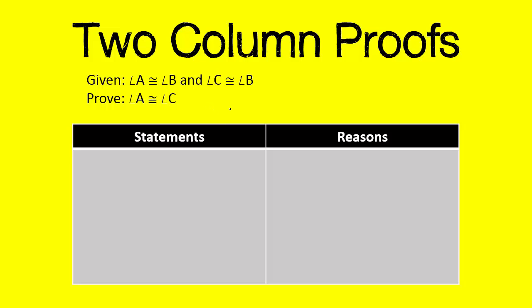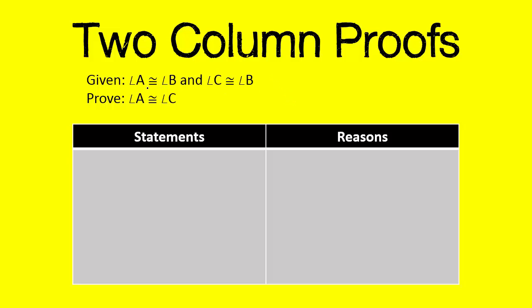So when you write a two-column proof, you want to basically start your argument with the given, and through a series of definitions or some type of an argument, you're going to end up finishing your proof with your proven part, what you're trying to get to. So let's see what I mean by that.